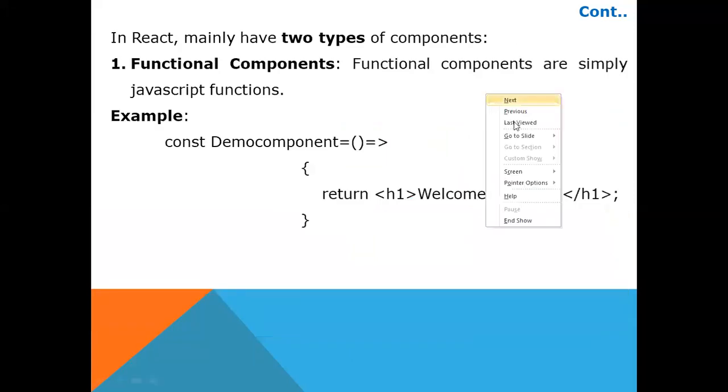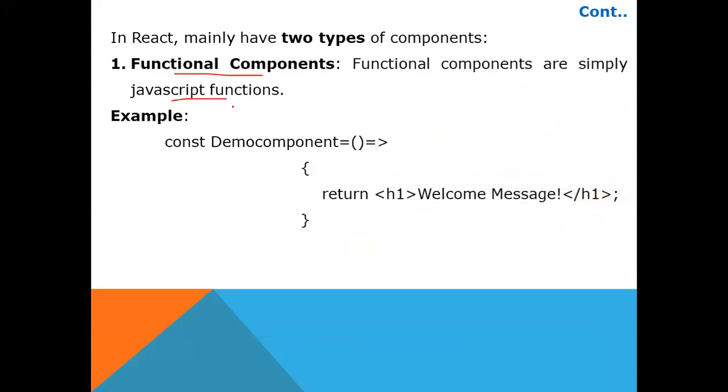As I said, we have two types of components in React. The first one is the functional component. The functional component is similar to JavaScript functions. You already know how to write functions, right? With the help of parentheses followed by an arrow function, this is the name of the function we mention. Inside that, we return some HTML code. This is called a functional component, because we are using the same function concept in React: parentheses and the arrow operator.